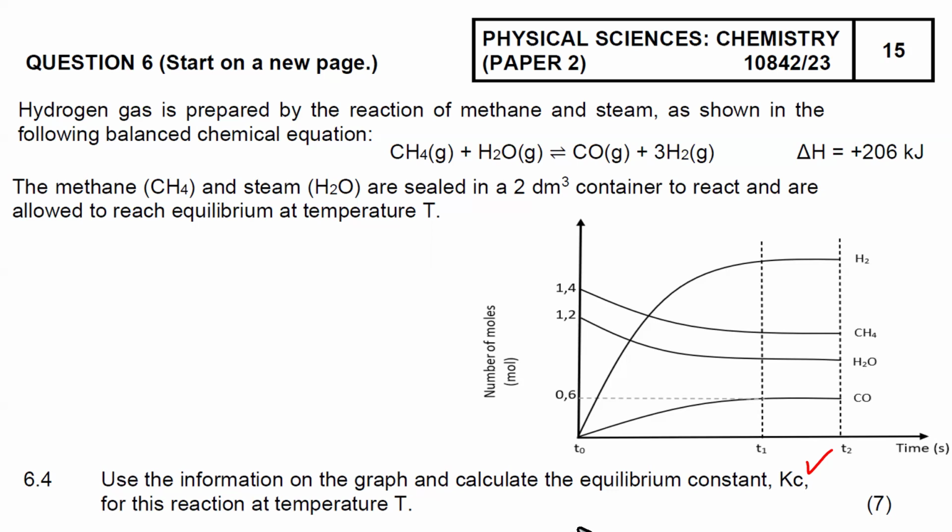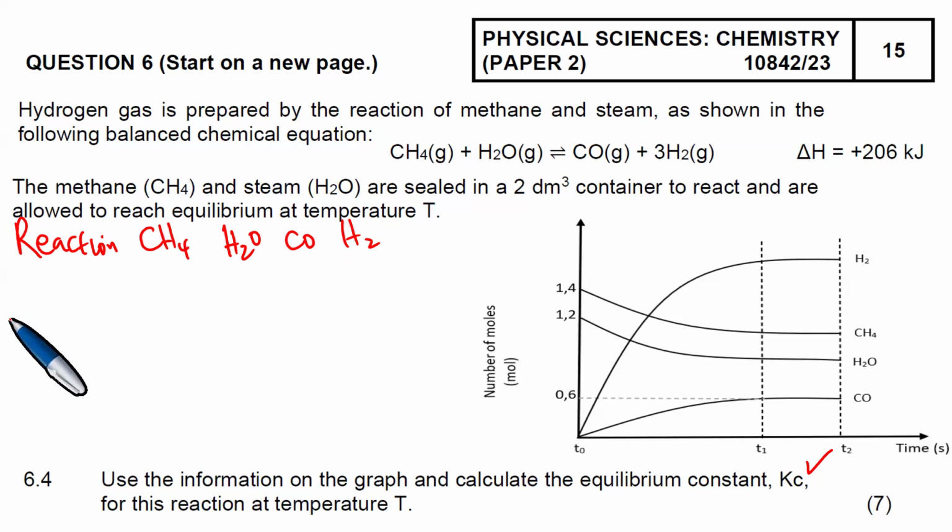Let us calculate this one. We need to calculate the Kc. How do we calculate Kc? We need to first draw a table. And to draw the table, we need to use the rise technique. The rise technique says you must first look at the reaction. The reaction means you have CH4, H2O, carbon monoxide, and hydrogen.